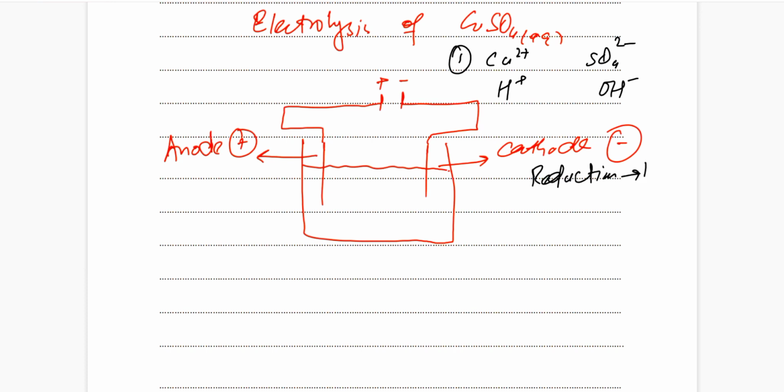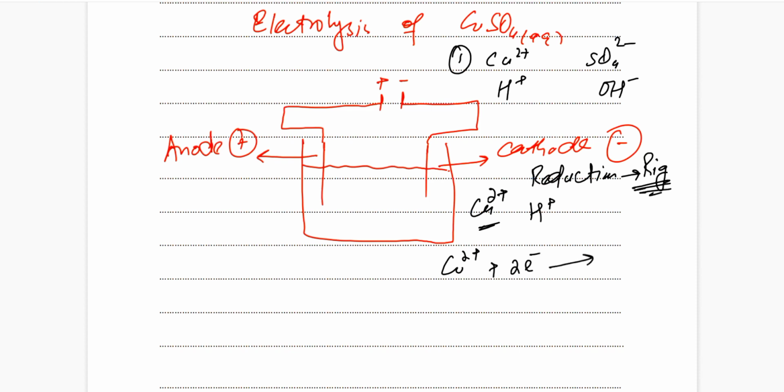And what is reduction? Reduction is the gain of electron. Okay, so from these two, which will be preferred? You know, in the reactivity series, copper is easy to be discharged as compared to hydrogen. Okay, copper and silver are discharged preferentially as compared to hydrogen. So copper will gain electron because it is the gain of electron.